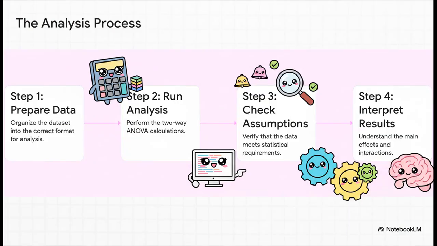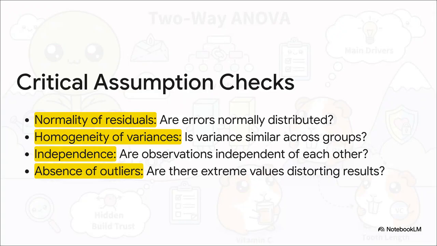And the process for doing this is a pretty logical, straightforward four-step journey. First, you get your data ready. Then you run the analysis, then you check to make sure your work is statistically sound, and finally, the most important part, you figure out what it all means. Now, this third step, checking assumptions, is absolutely critical. It might sound a little technical, but really it's just our quality control. We're just making sure the data doesn't have any weird quirks that could give us a totally misleading answer.